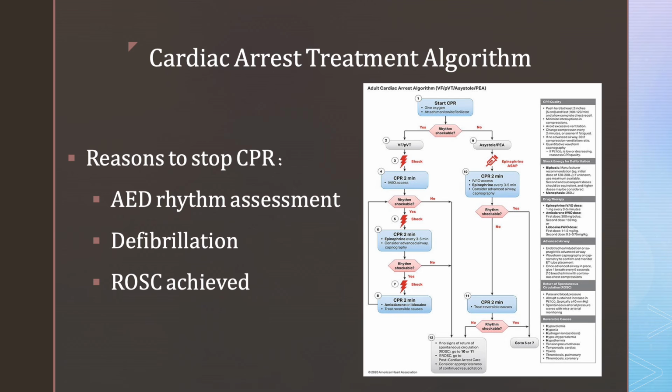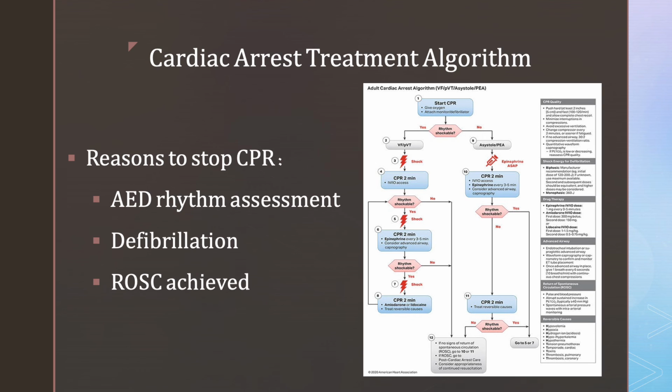I wanted to briefly review the steps in the adult cardiac arrest treatment algorithm. As I mentioned on the previous slide, CPR followed by AED setup and placement should occur as soon as possible after a patient is found to be in cardiac arrest. If the AED detects a shockable rhythm, such as pulseless VTAC or VFib, a shock will be advised. After defibrillating and resuming CPR, cardiac rhythm should be rechecked every 2 minutes if ROSC is not achieved.